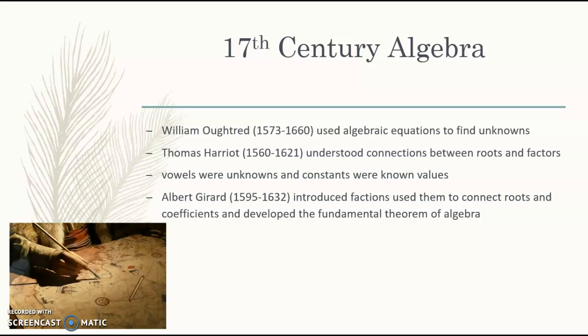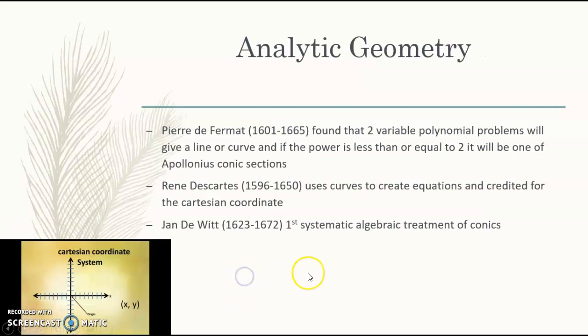Okay, we have Albert Girard, who introduced factorizations and used them to connect roots and coefficients and developed the fundamental theorem of algebra. From this, we can take away that the number of roots equals the degree of the polynomial. Okay, moving on to analytic geometry. We have Pierre de Fermat. He found that two variable polynomial problems will give a line or curve, and if the power is less than or equal to 2, it will be one of Apollonius's conic sections.